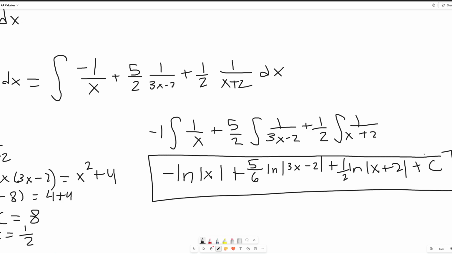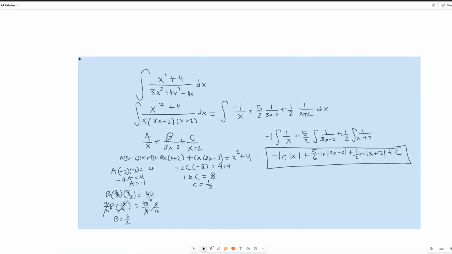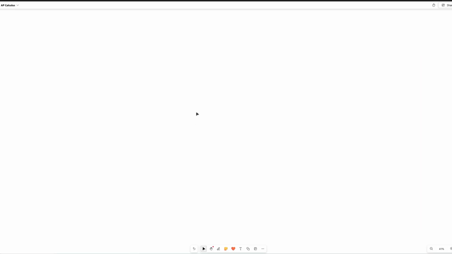So, more than 5 minutes on this one problem, likely. You will always have a partial fractions. It can be easier than this, or it can be of this difficulty. It's usually not going to be harder than this. And it is usually a multiple choice question. So, that is partial fractions, and finally we're on our last topic, which is improper integrals.